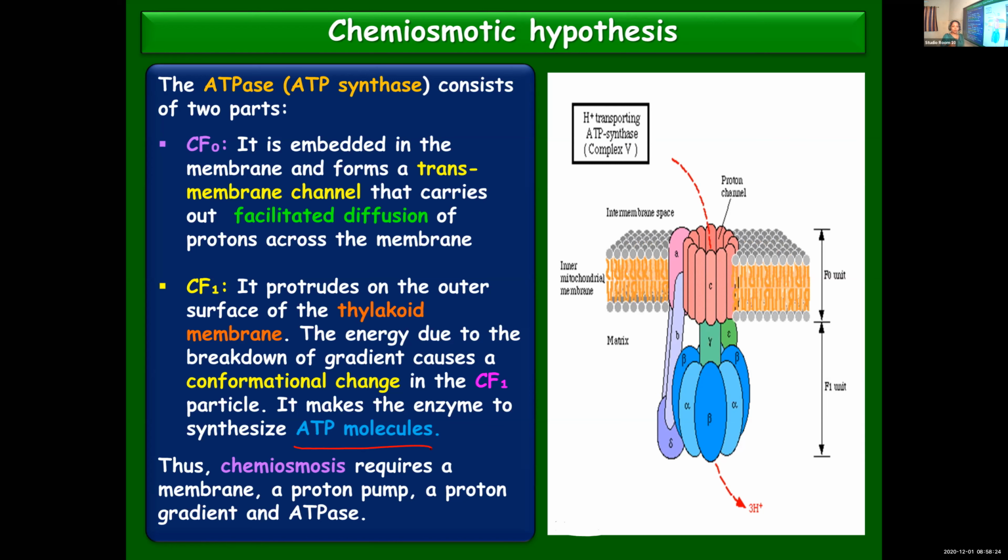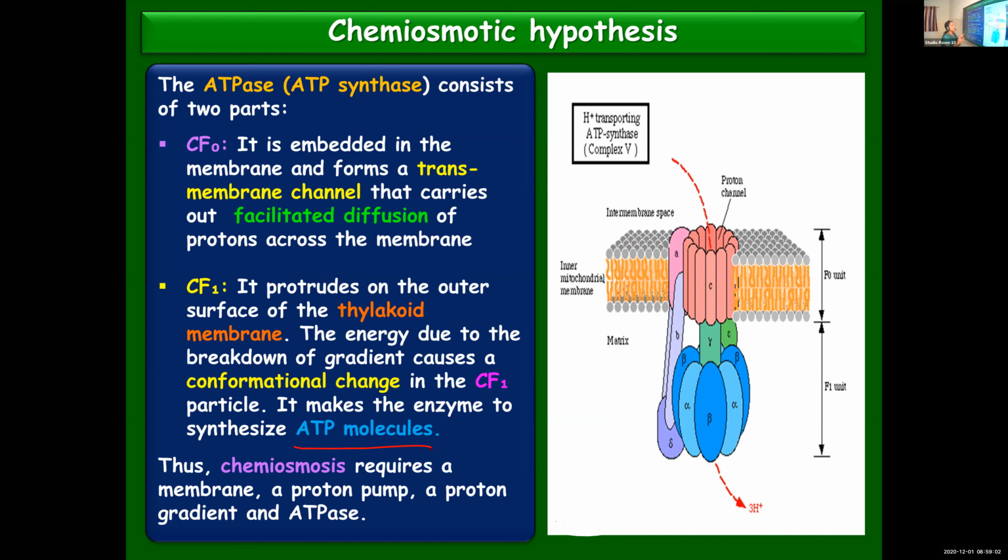So when the proton gradient is broken by the movement of protons from the lumen of the thylakoid into the stroma, energy is released. Because of this energy release, a change in the structure and shape of CF1 takes place, which makes the enzyme synthesize ATP molecules. That is how the synthesis of ATP molecules takes place.